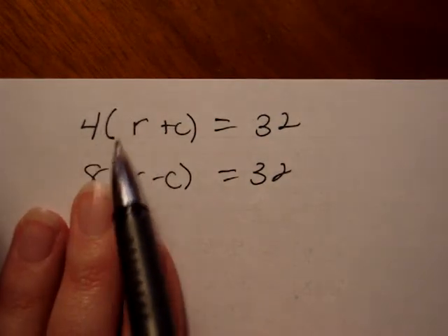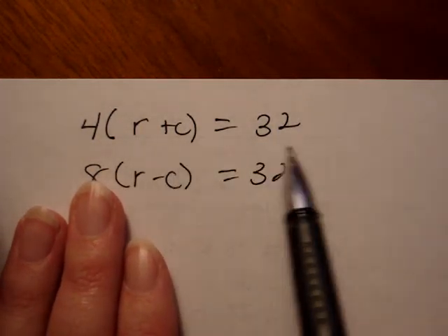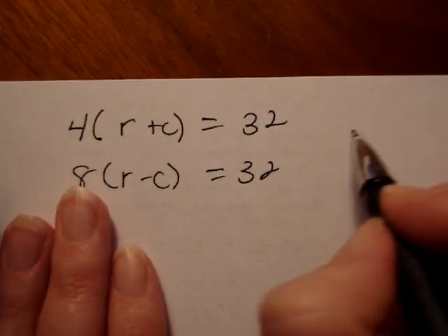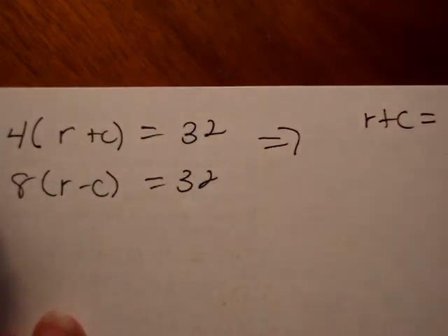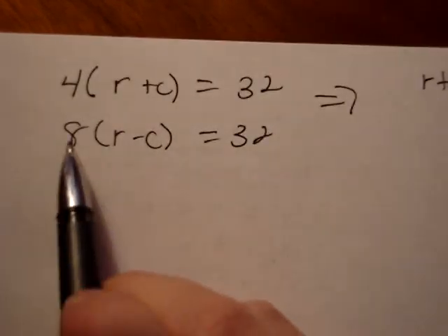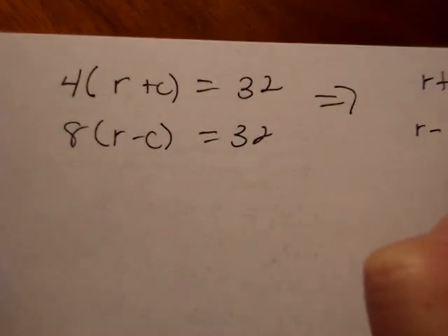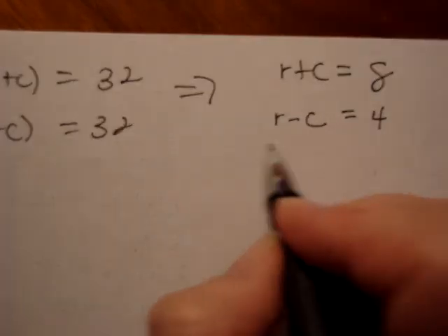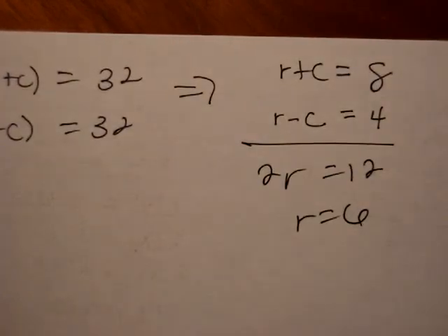When I look at this first equation, this is 4 times this factor in the parentheses equals 32. This is just a multiplication problem. 4 times something equals 32. Therefore, I can divide both sides by 4, and I will get R plus C equals 8. See? Okay. I can do that same thing with that second equation. This is 8 times the parentheses equals 32. So if I divide both sides by 8, I will get R minus C equals 4. And now when I add down, I get 2R equals 12. Therefore, R equals 6.